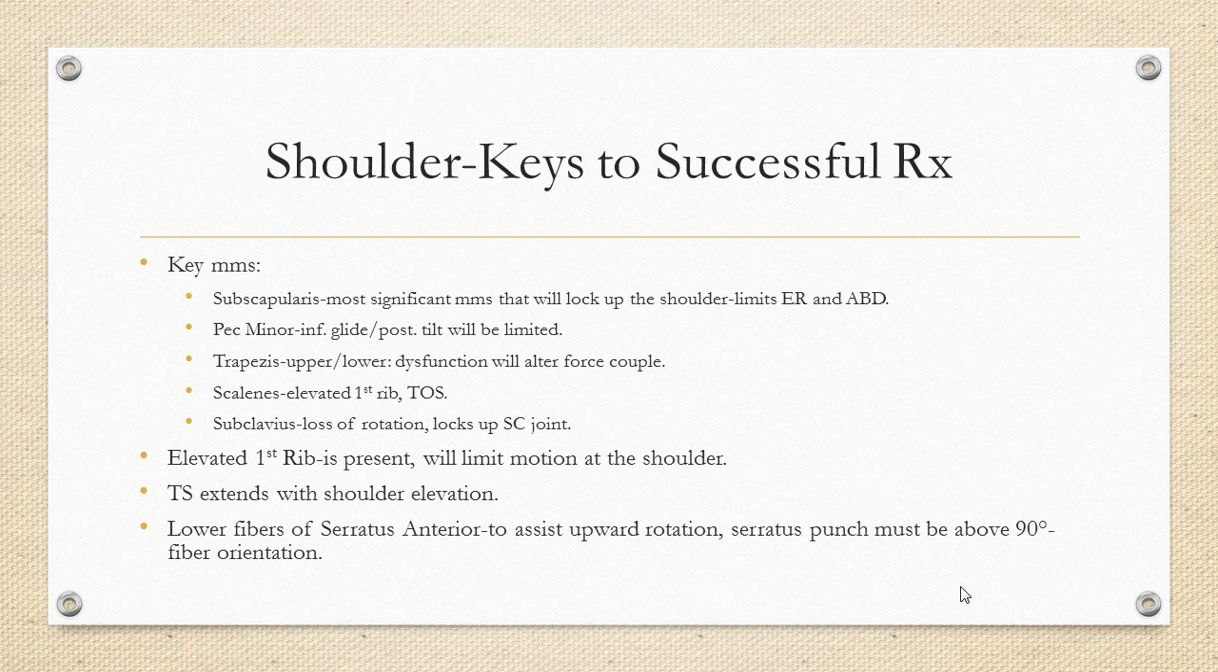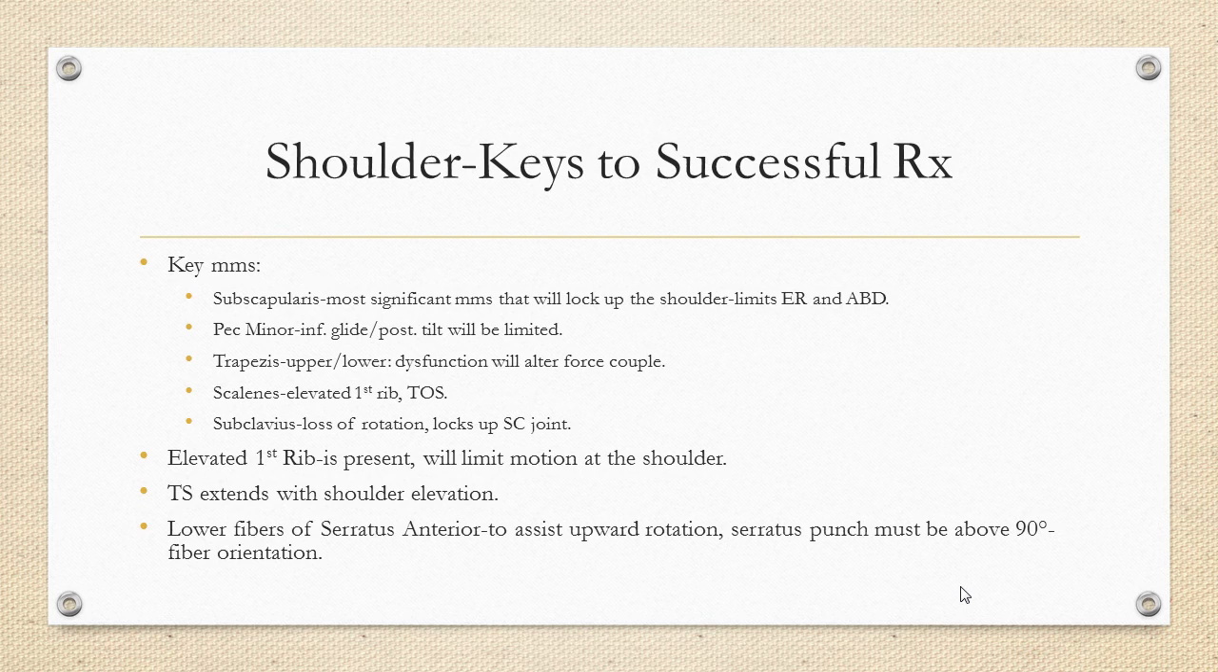If we have that patient that has excessive thoracic kyphosis, we need to address that because the thoracic spine does extend during shoulder elevation. So again, we need to make sure that we're addressing multiple areas whenever we're treating a patient with upper quarter dysfunction.